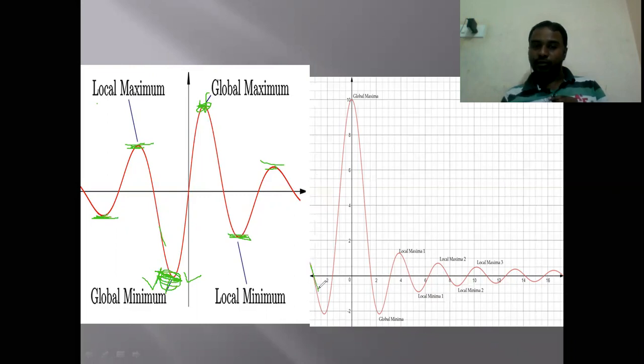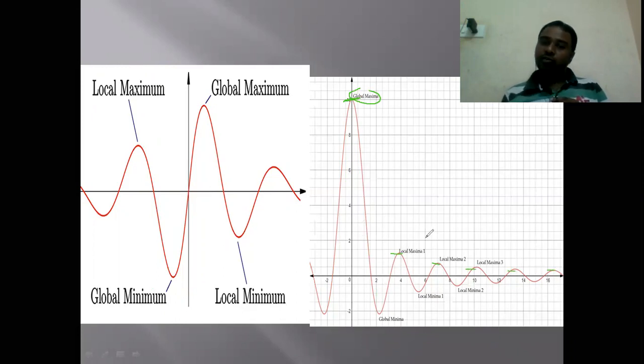Here, for understanding, I have given one more graph. Throughout this complete function, this is the only highest point value, so this value is called the global maximum. This is also a maximum, this is also a maximum, this is also a maximum. These are all maximums only, but these we can call local maximum. This highest value we call the global maximum.